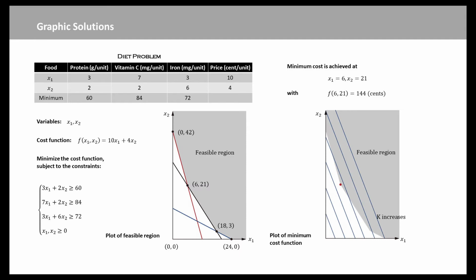To find the minimum value, all we need to do is to put the coordinate into the cost function and obtain 144 cents. However, if we want to eat more food, then we will have more than 2 variables, so we cannot use the graphical solution method to solve the new problem. Next, we will introduce the simplex method to solve linear programming problems.